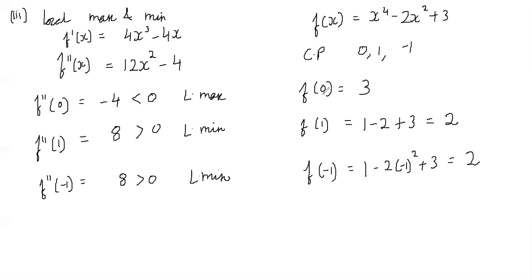So these are the points. 0 is the point for local maxima and the value is 3, and 1 and minus 1 are the points of local minima and the values are 2. So we have found out 3 things.